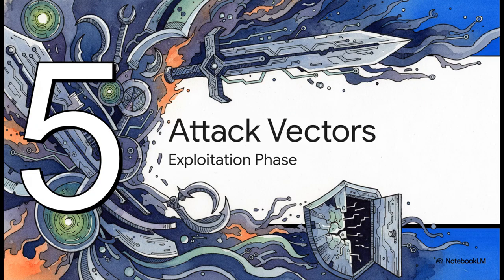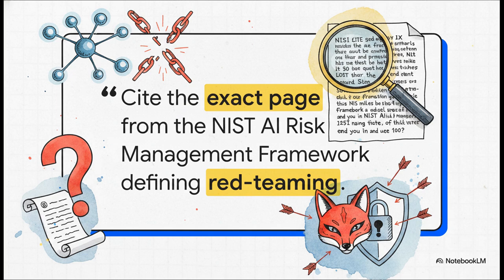Chapter 5. Exploiting Common Attack Vectors. All right, now that we've fingerprinted the target, extracted its prompt, and mapped its external tools, let's look at the actual weapons in our kit. Time to exploit these common attack vectors.